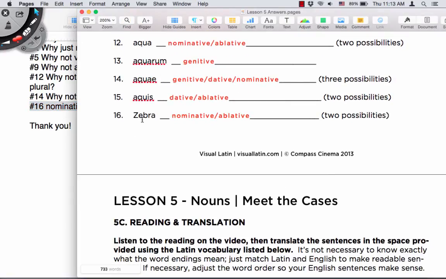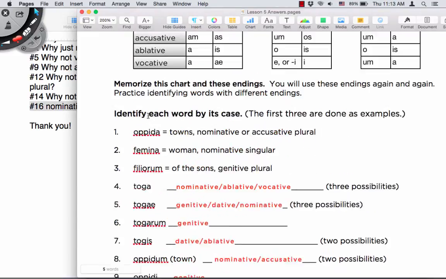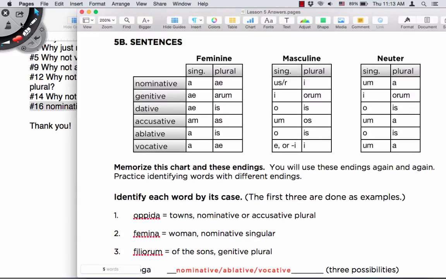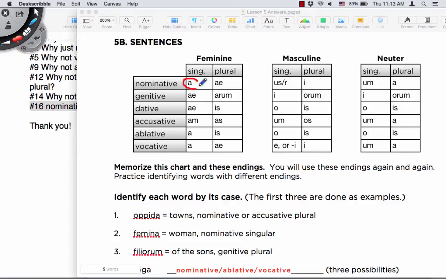Number 16, zebra, which is in the nominative and the ablative case. We have two possibilities. Okay, so I have zebra in the nominative and the ablative case. You could call a zebra, so I should have included that. Hey zebra, get over here. I should have included that.